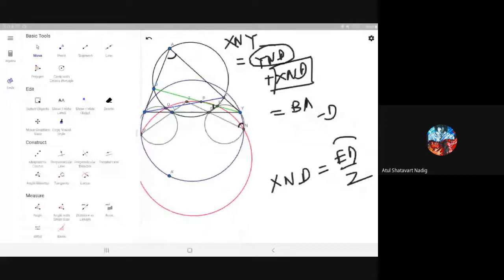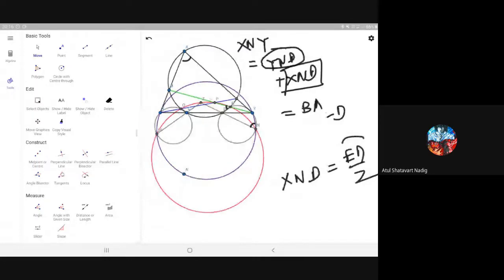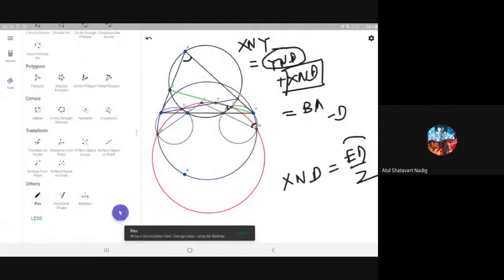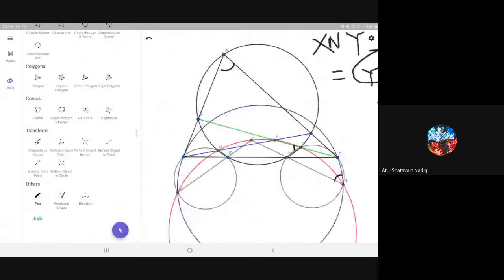So we want XQDN cyclic. Yes, that is true. One way to get there, he basically suggested that XQDN is cyclic. Notice that we wanted to prove angle XND is equal to EAD, right? Note that EAD is also equal to EQD, right?